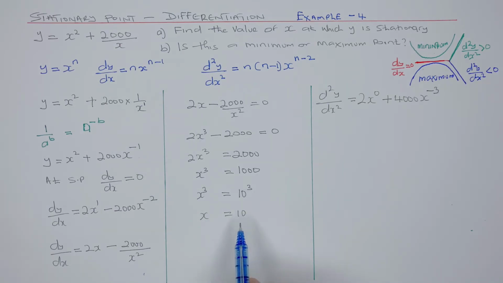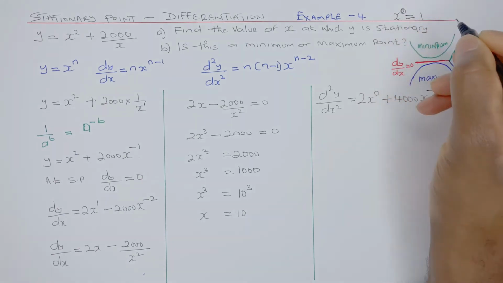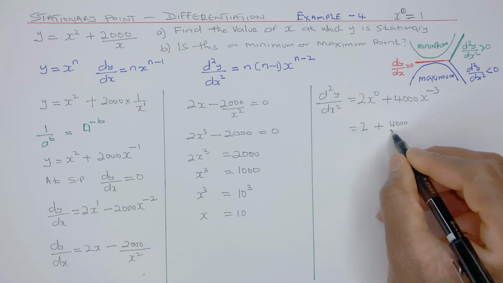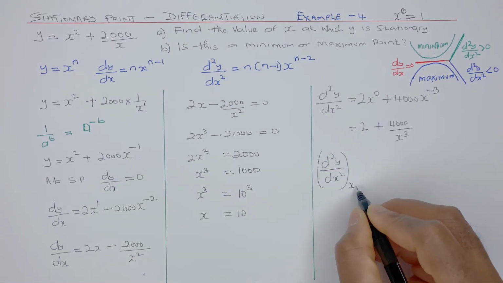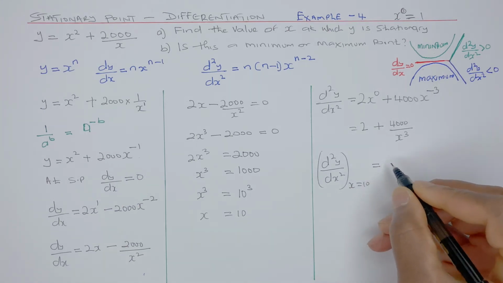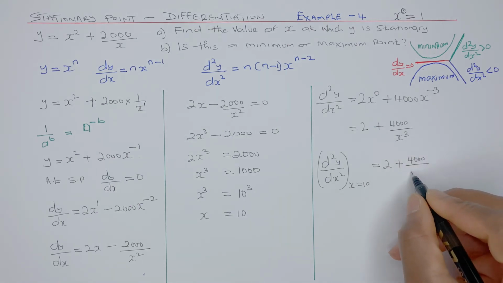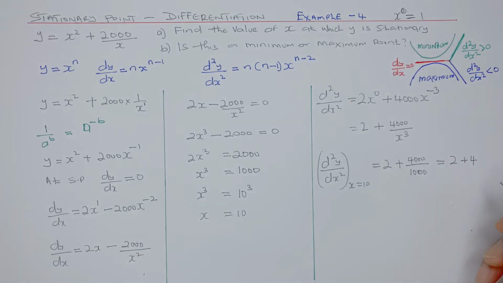When x equals 10, does the curve have a minimum or maximum? x to the power 0 equals 1. 1 times 2 is 2, plus 4,000 over x cubed. We need to find d²y/dx² when x equals 10. That will be equal to 2 plus 4,000 over 10 to the power 3, which is 1,000. That will be 2 plus 4, because 4,000 over 1,000 is 4. And that equals 6. So that's positive. Because d²y/dx² is positive, that's a minimum.